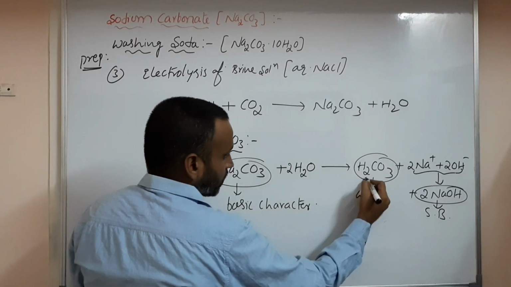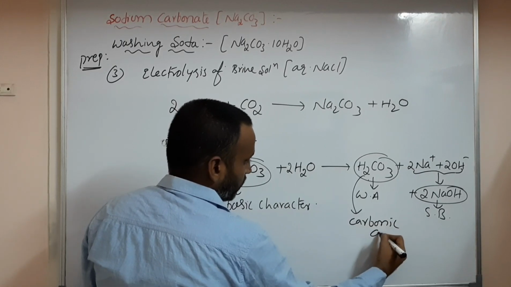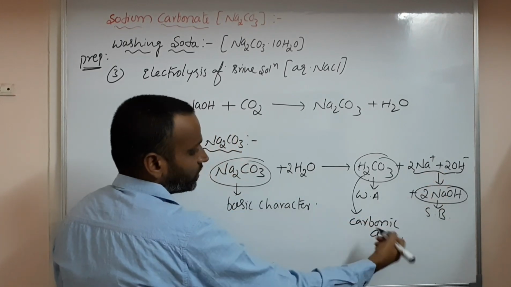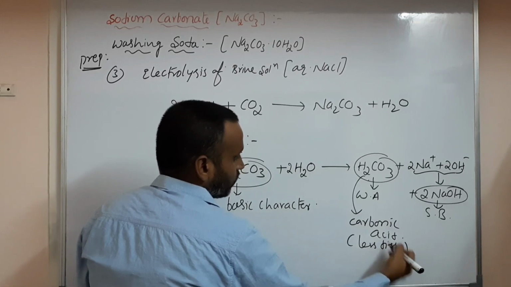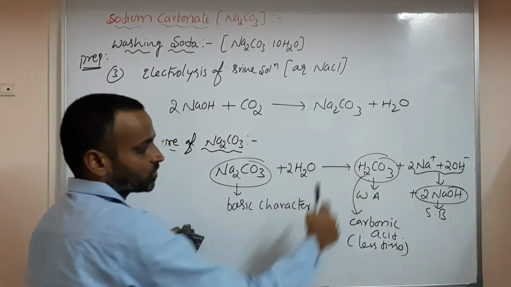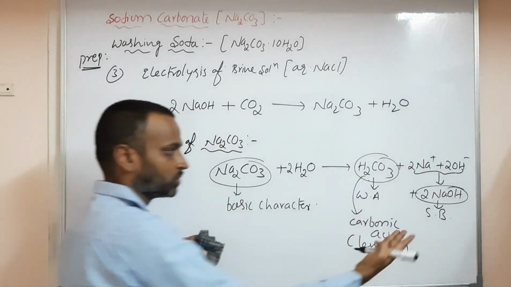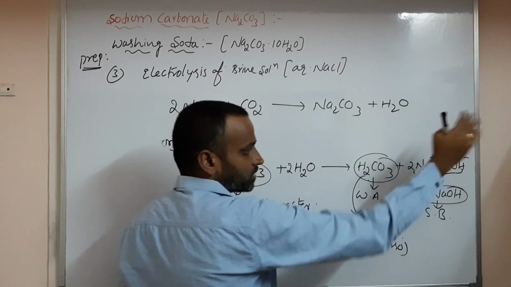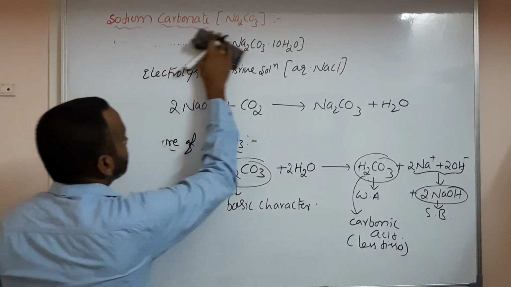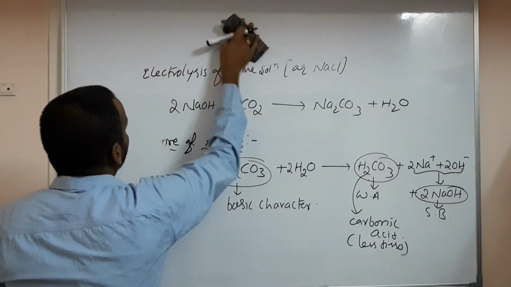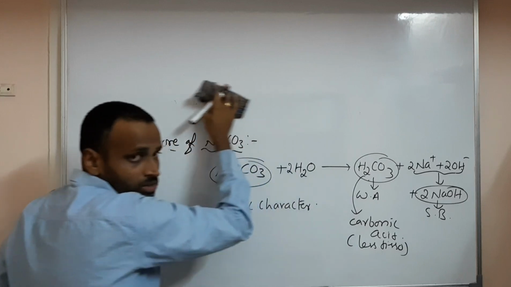Write carbonic acid, which has less dissociation. Means in water it's not forming H plus ions. As it is forming NaOH, NaOH can easily dissociate because it is a strong base. So in water OH minus ions are there. So there are three processes we have for sodium carbonate. Last one, electrolysis. Hope you understood.